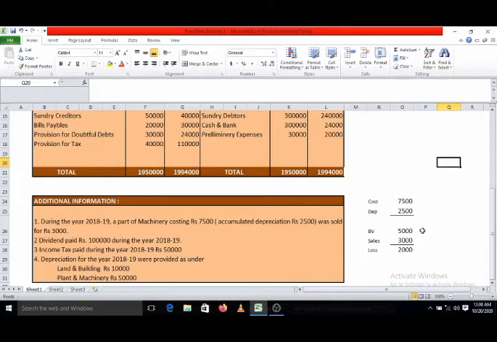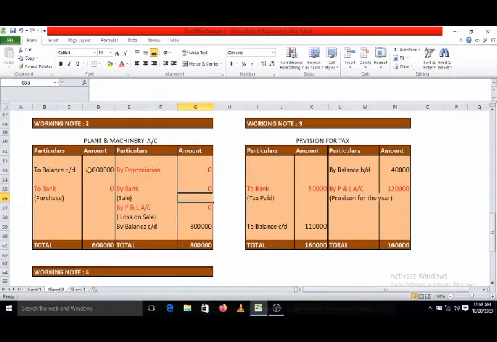So the value, today's value in our books, if it is 5,000 and we are selling it at rupees 3,000, means we are selling it at a loss of rupees 2,000. So it will be loss on sale of machinery, and this is the sale price. Now coming back to this account, so this is our account.